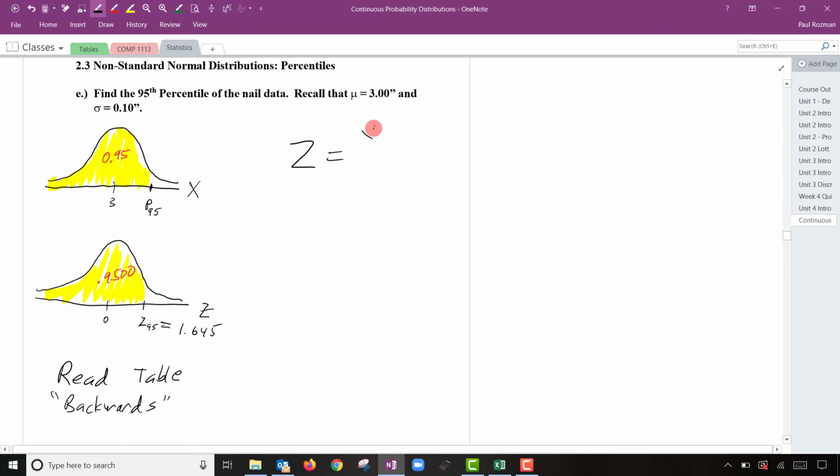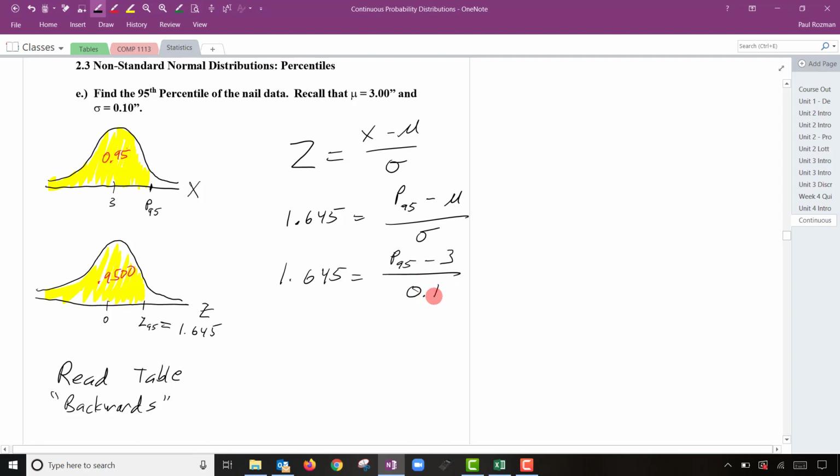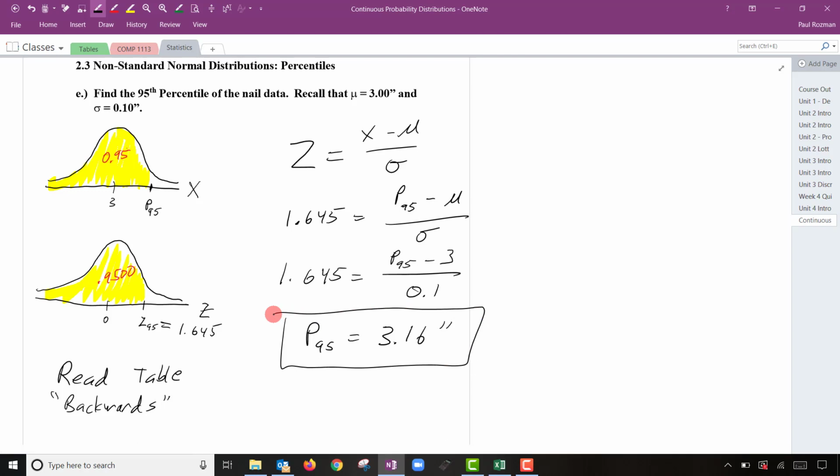The conversion between Z and X is Z is X minus mu over sigma. We know that 1.645 corresponds with the 95th percentile. And we know the mean and standard deviation. The mean is 3 and the standard deviation is 0.1. So solve this equation and you get the 95th percentile is 3.16 inches. 95% of our 3-inch nails are 3.16 inches or less.